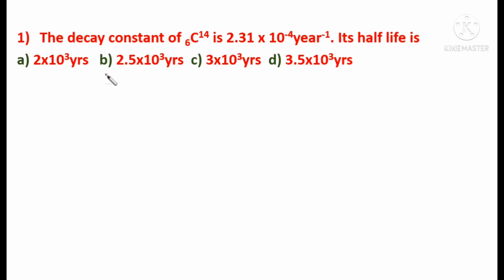See here, they have given the decay constant. What do you mean by decay constant? This decay constant of carbon 14 is nothing but the rate constant. So let us write the given data first. The decay constant or the rate constant K value is given, that is 2.31 into 10 to the power minus 4 per year.